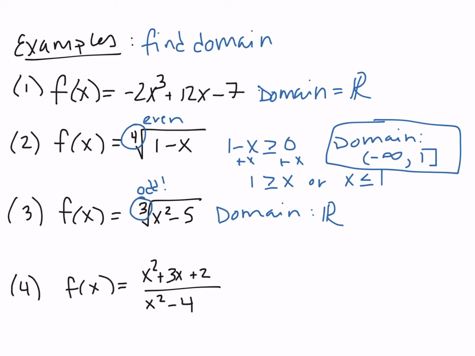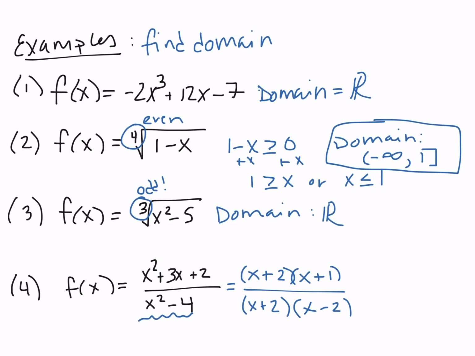Alright, finally, this last function here is a rational function. It's a polynomial over a polynomial. Now, we know that anytime you have a rational function, the denominator cannot be equal to 0. If the denominator is equal to 0, then that number is not in your domain. So what I'm going to do is rewrite this in its factored form. I can factor the numerator to be x plus 2 over x plus 1, and I can factor the denominator to be x plus 2, x minus 2.